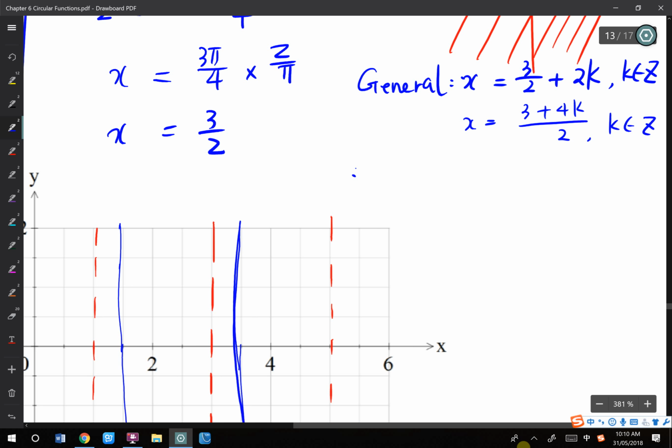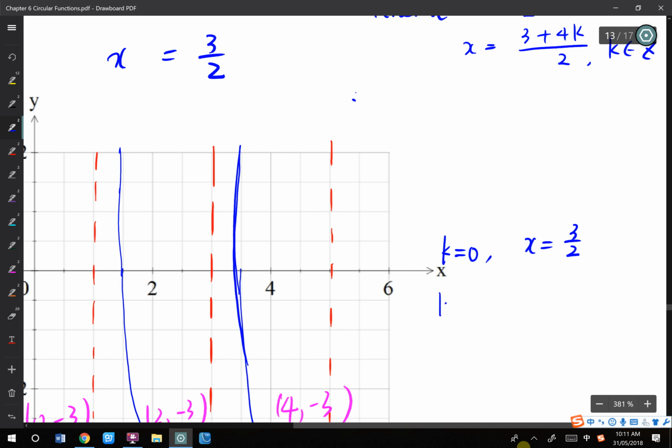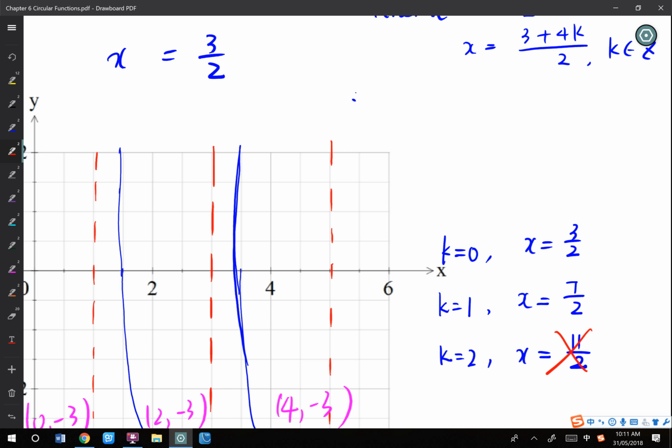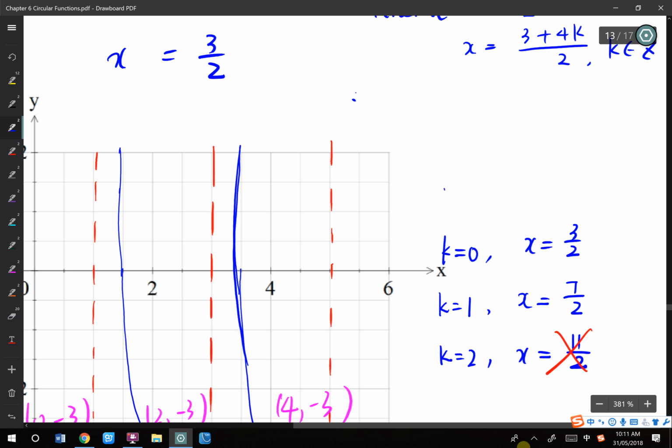My domain is -5 to 5. So k equals 0, x is 3/2. k equals 1, x equals 7/2, still within the domain. k equals 2, x equals 11/2, that's out of the domain. 5.5, I'm not going to try 3. So I'll go for k equals -1, x equals -1/2.